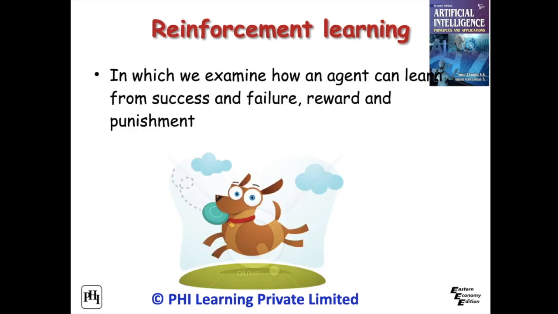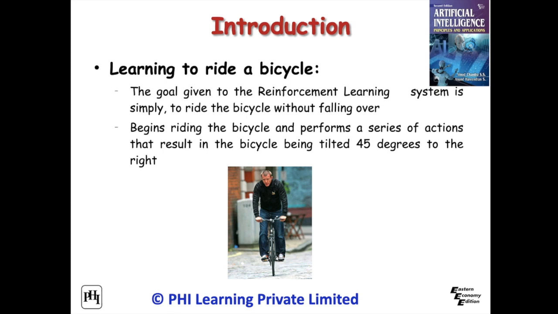In reinforcement learning, we examine how an agent can learn from success and failure, reward and punishment. How do we practice bicycle riding? Is it supervised or unsupervised learning? In which we examine how a person can learn from success and failure, reward and punishment. Reinforcement learning helps a person to ride a bicycle without falling over.